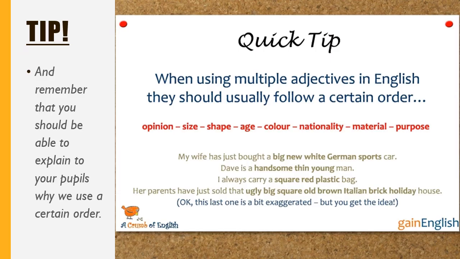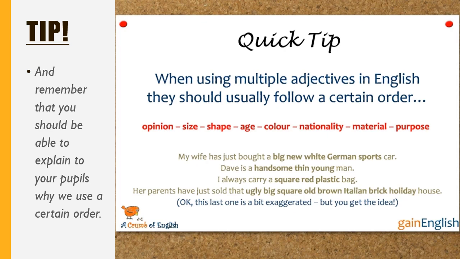Now, try to remember that when using multiple adjectives in English, you should usually follow a certain order as well. The key word here is usually, because you can play with this order for emphasis. Although English is relatively flexible, in general you should try and stick to the order here. So we have opinion, size, shape, age, color, nationality, material, and purpose. Let's look at the examples here. And again, you could mix it up for emphasis, but if there is no need for that, you should really stick to the rule. So example 1 is, my wife has just bought a big new white German sports car.